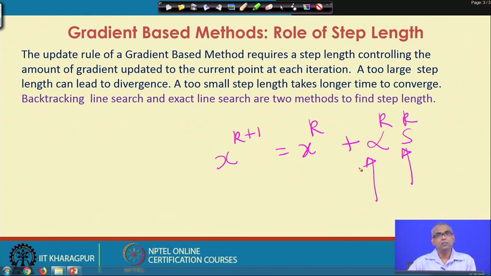There are two methods commonly used to find the step length: the backtracking line search and the exact line search. The backtracking line search is an inexact line search, and the exact line search finds alpha k exactly, whereas backtracking or inexact line search finds an approximate value of the step length.